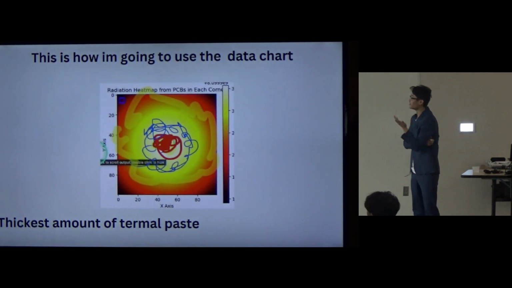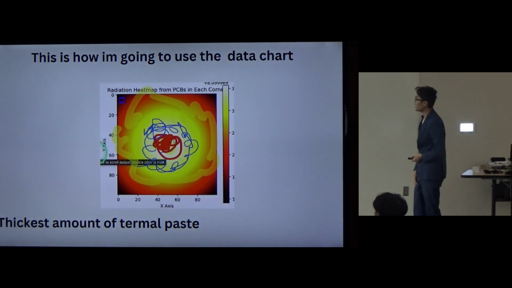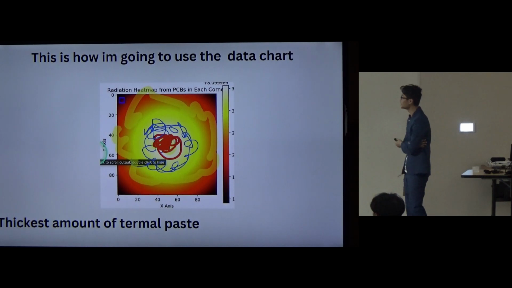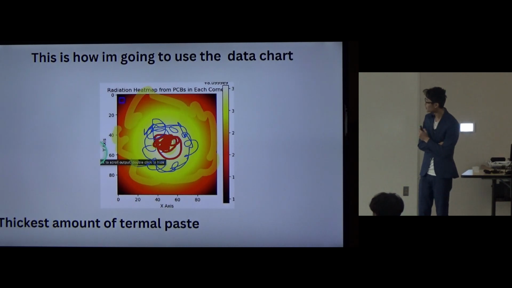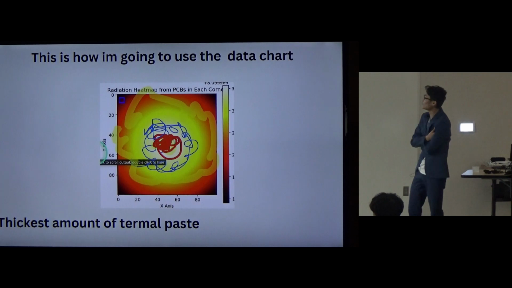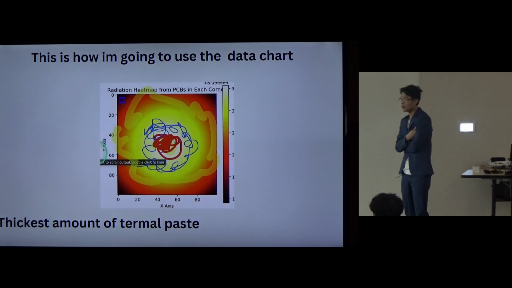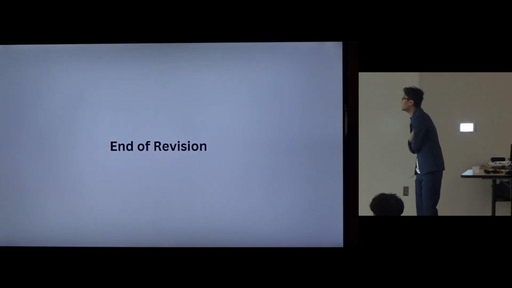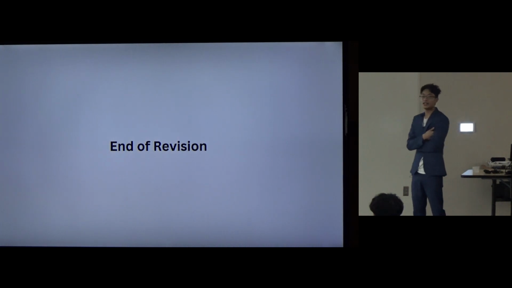So how I'm going to use this graph, this is an example. I just put a bunch of thermal paste at the areas where it is most hot, then the least amount where it is least hot. Boom. So this would be my end of revision.